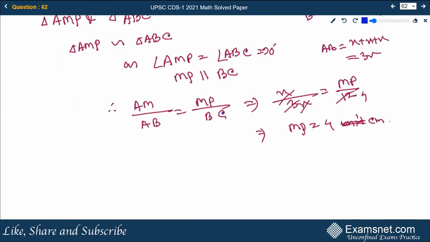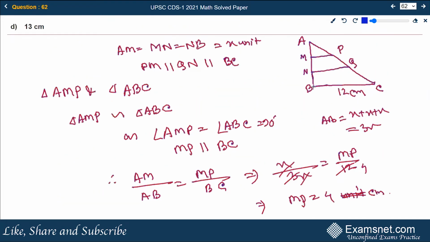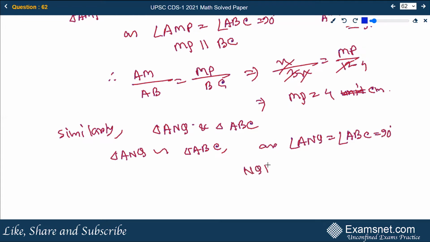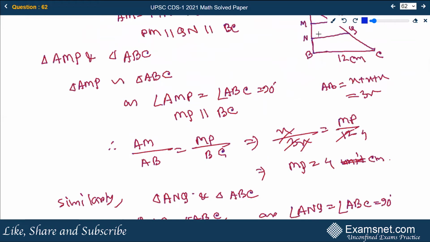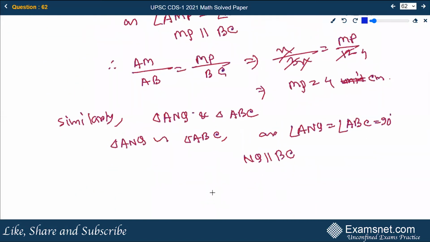Similarly, triangle ANQ and triangle ABC are also similar triangles. Triangle ANQ is similar to triangle ABC, as angle ANQ equals angle ABC because of 90 degrees, and also NQ is parallel to BC. So again, these two angles will be corresponding angles, and by the AA criteria, they are similar triangles.